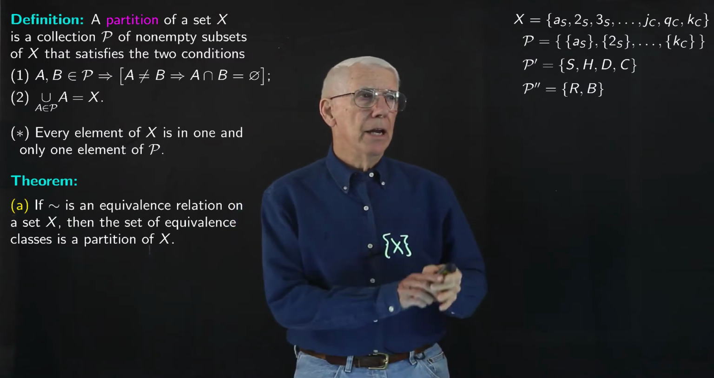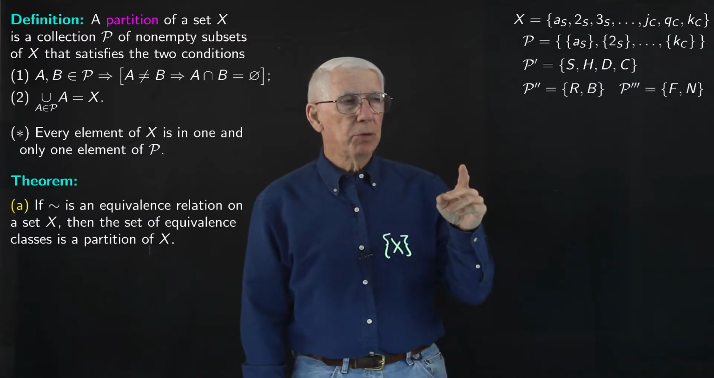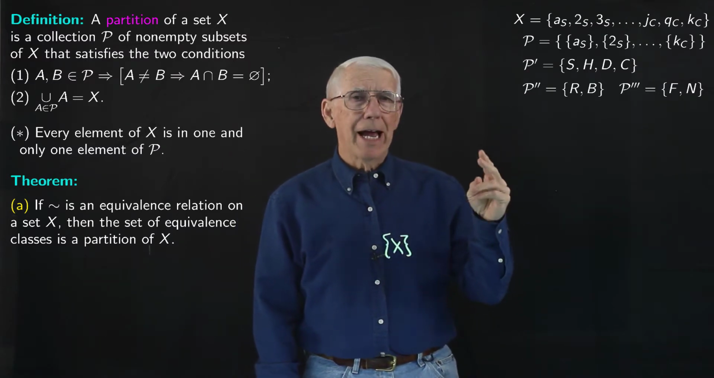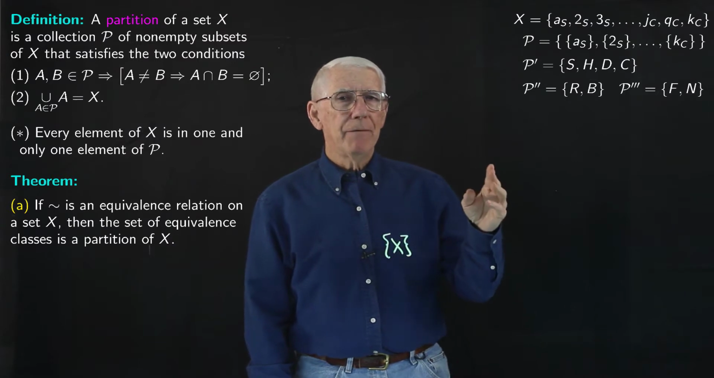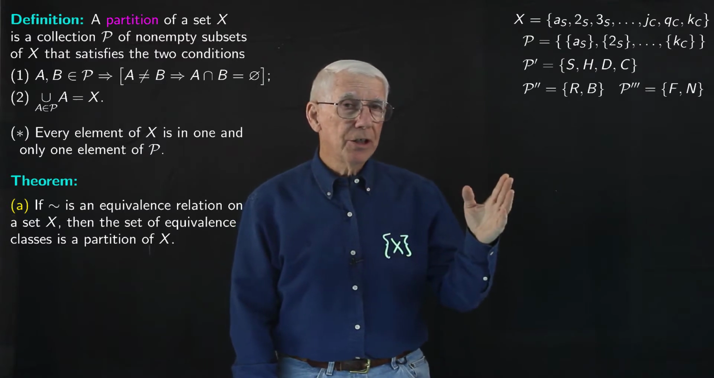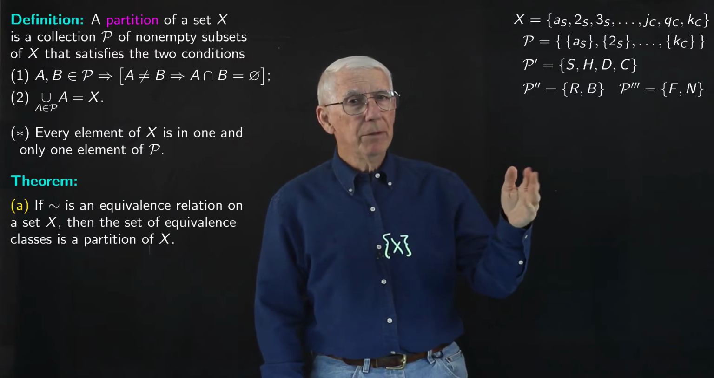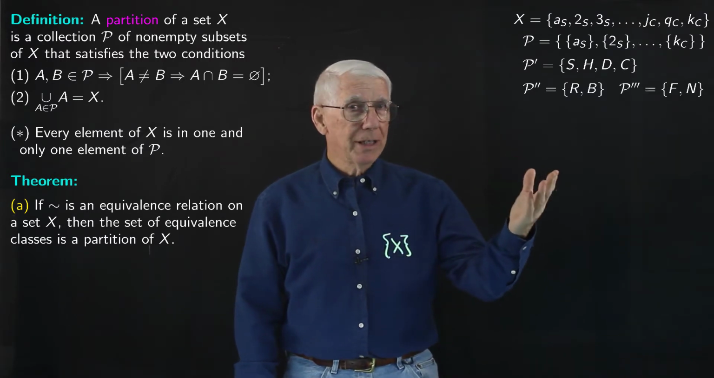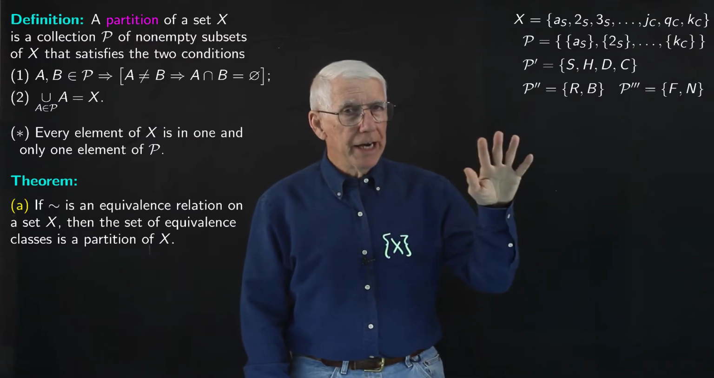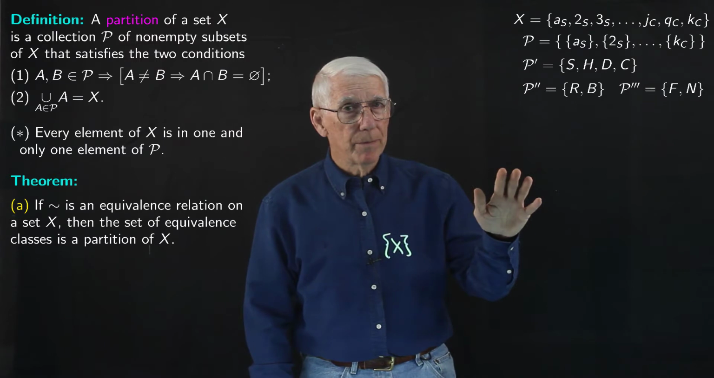Let's take another set. We'll call it script P triple prime. That is a set with only 2 elements, capital F and capital N. Capital F, let's say, is the set of face cards, and capital N is the set of number cards. So capital F has 12 elements, the 12 face cards. Capital N has 40 elements, the 40 number cards. Again, that's a partition because both of the elements of P triple prime are non-empty subsets of capital X, and every card is either a face card or a number card, and not both.